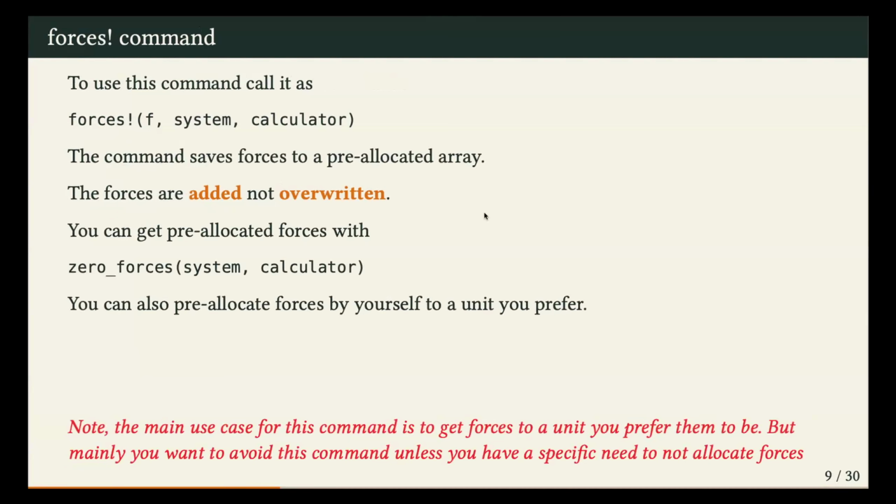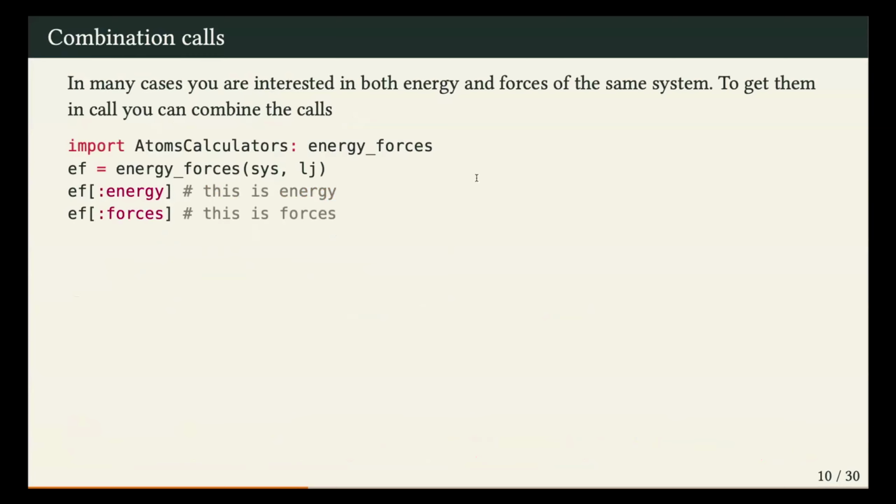And there's a way you can actually allocate forces. Again, you start with the system structure and then the calculator. My advice: don't use that one unless you want forces in a certain unit. You can allocate the forces in whatever unit you want and then you get the forces in that unit. That's the easiest way to have forces in a certain unit. And then there are the combination calls. This is how you call them.